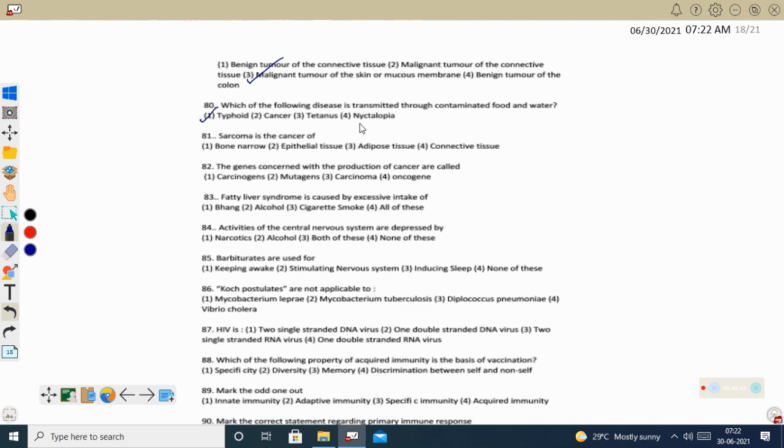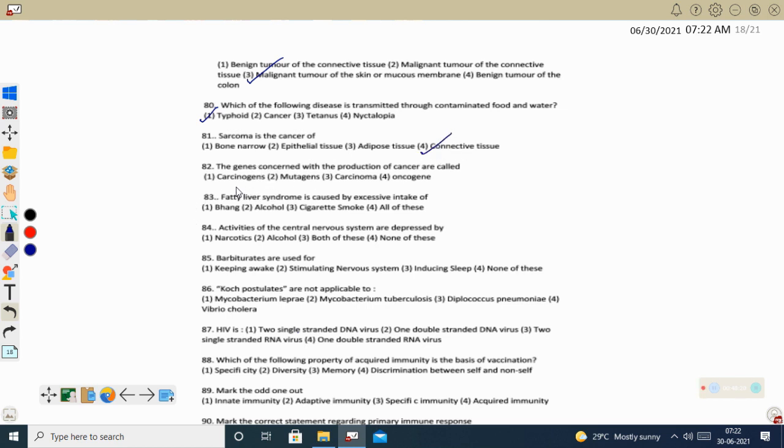Nyctalopia, that is due to the deficiency of vitamin A. The person will not be able to see the objects properly in the night or in the dim light, that is called as nyctalopia. Next question. Sarcoma is the cancer of connective tissue. Okay, sarcoma is the cancer of connective tissue.